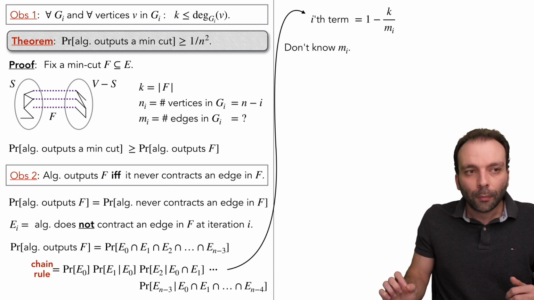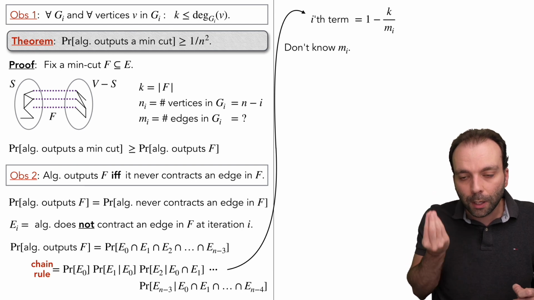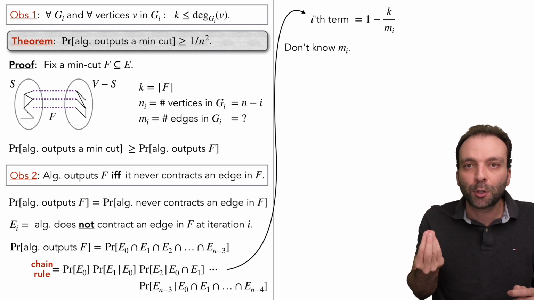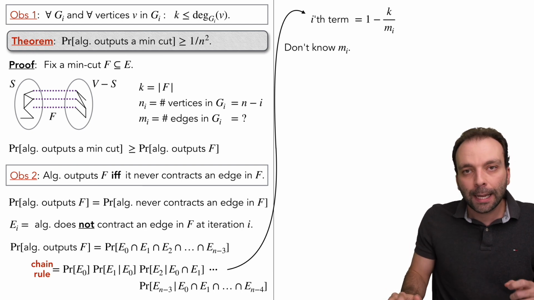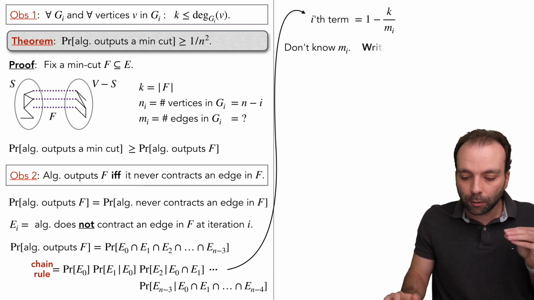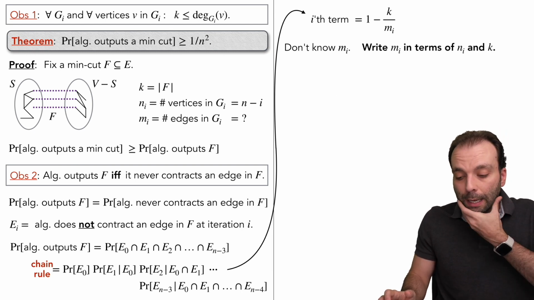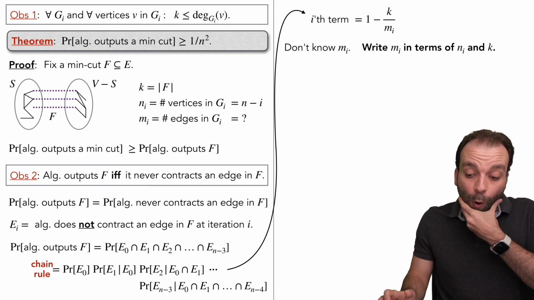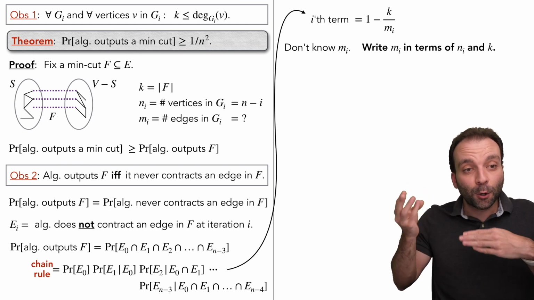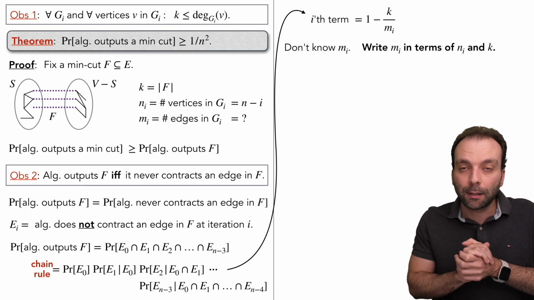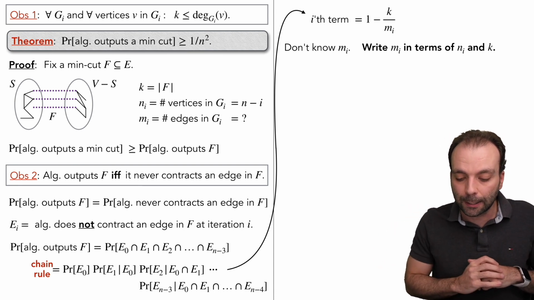Okay, so this is where we have to be a bit more creative to write this expression in a form that we know we can control. And the idea here is going to be to try to write m sub i in terms of n sub i, which we know what it is, and k. And hopefully, when we write m sub i in terms of n sub i and k, maybe the k is also going to cancel out, so that we're going to get something just in terms of n sub i, which we have full control over, like we know exactly what that is.